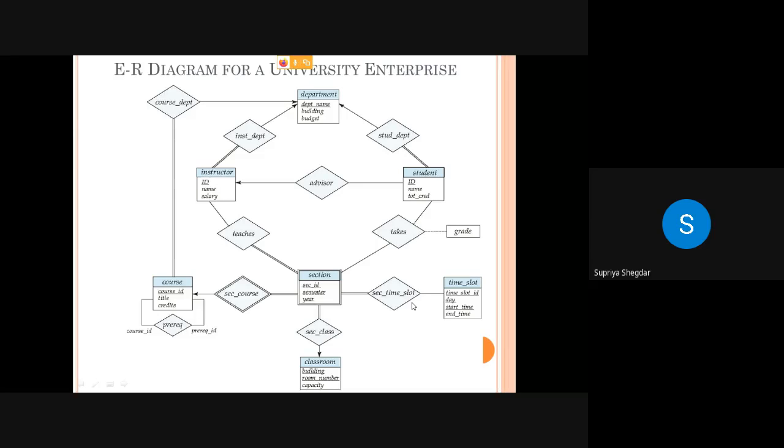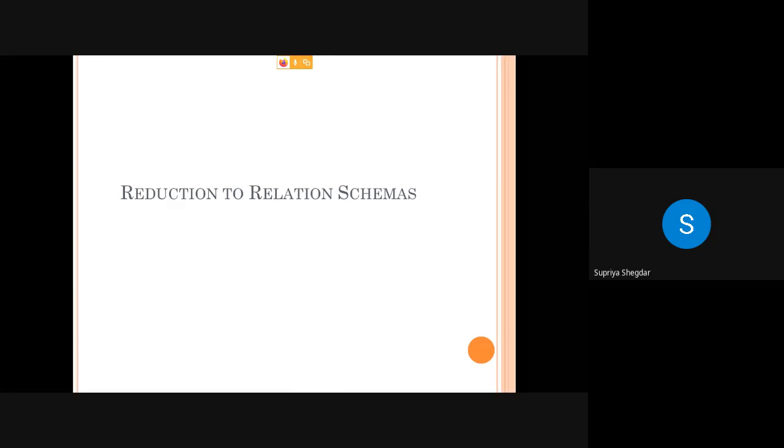Okay, yesterday I will ask this. Now this ER diagram part is over. Now we will move towards our next point, that is reduction to relation schema.